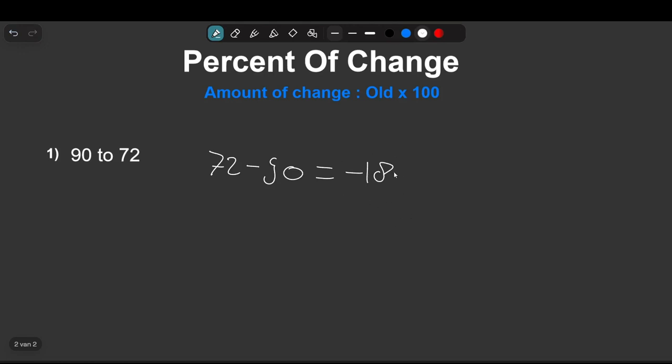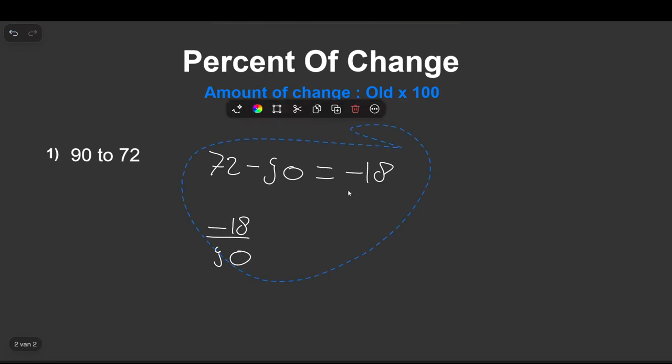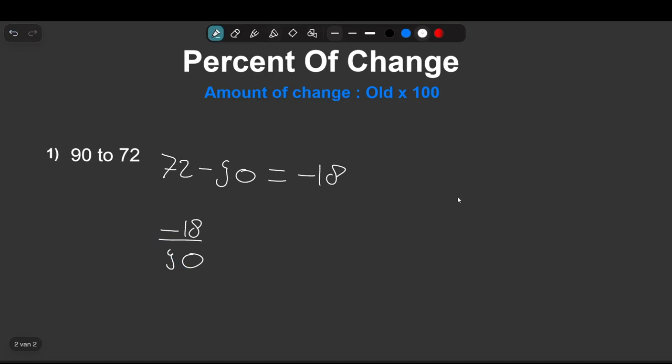So now we have to take this number, the negative 18, and divide it by the old number, which is 90. So we're going to do negative 18 divided by 90. And for this one, we're going to do it with long division. So I'm going to show you guys how we're going to do this. So with long division, I like to keep the negative out of it. So let's do it on the right here. So we're going to do 18 and 90. Like this. So we have 18 divided by 90.